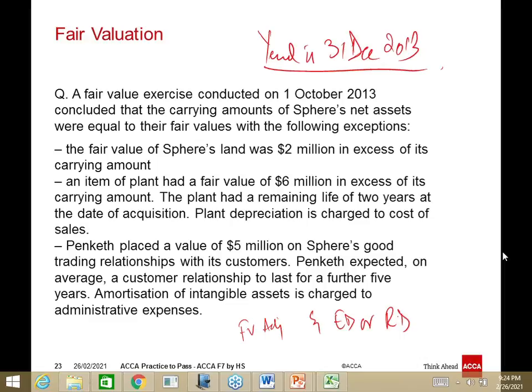URP is also deducted from the NCI's profit, yes, only when the subsidiary company sold goods to the parent company. But if the parent has earned the profit, there will be no adjustment in NCI.